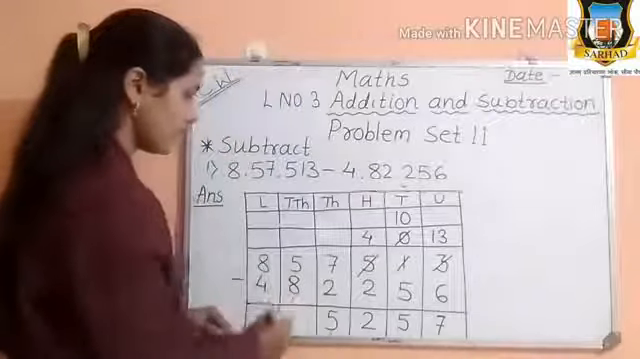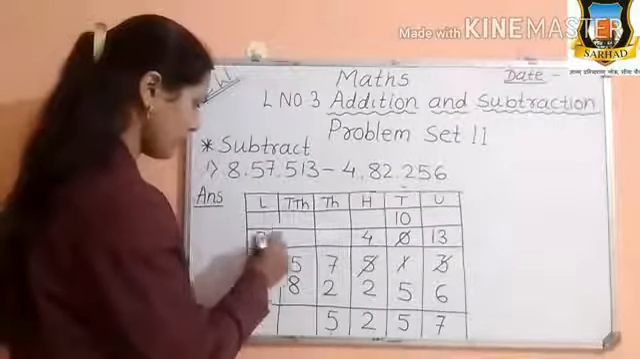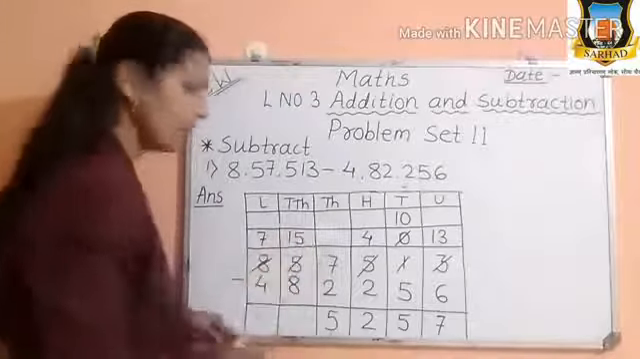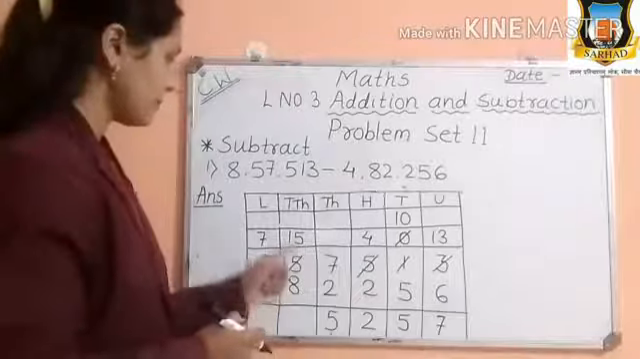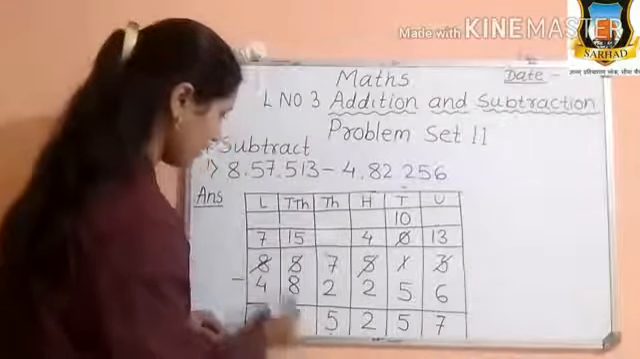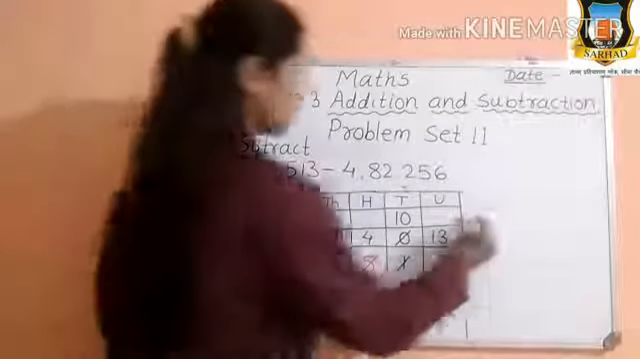Now 5 minus 8, is it possible? No. So that's why we have to take one borrow from the next number, and here comes the total number 15. 15 minus 8, 7, and 7 minus 4, 3. So what is the answer?